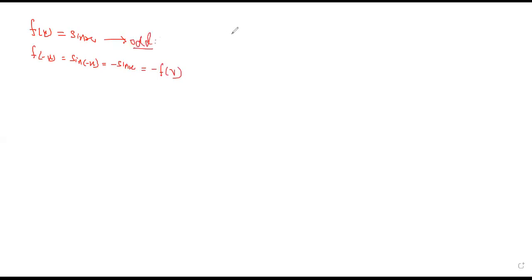Next question from Sufyan. f(x) is equal to tan x. Which function, odd function or even function? Only Sufyan. Okay. It is also an odd function, because f of minus x, tan of minus x, is equal to minus tan x.